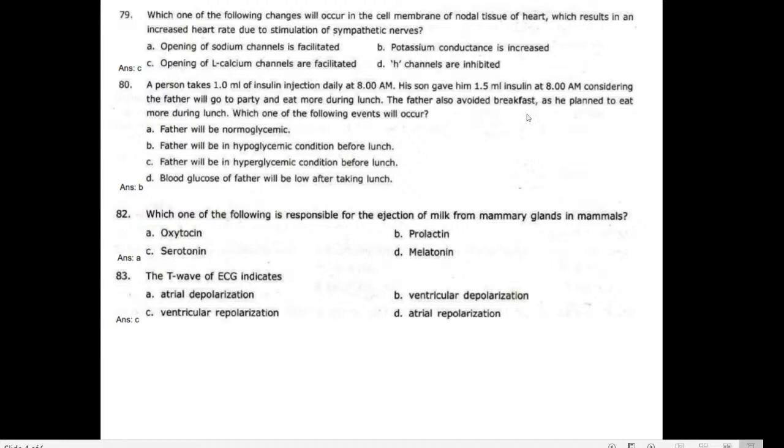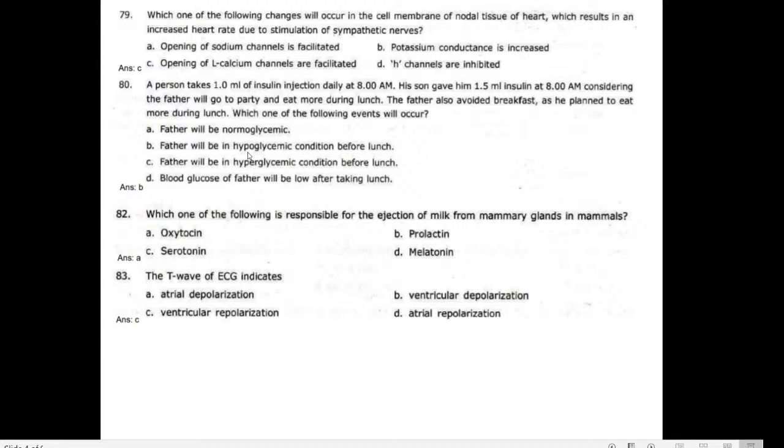As he planned to eat more during the lunch, in the morning he skips the dinner, skips the breakfast, and has a plan. Additionally, he wants to eat more in the lunch period. Which of the following events will occur? He is injected with a higher amount of insulin. He avoided the breakfast. What happened?